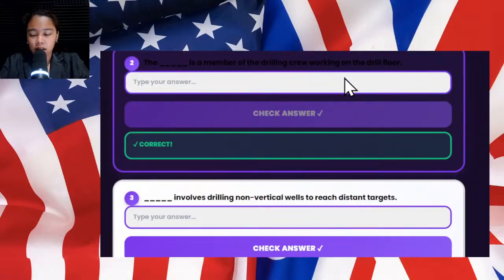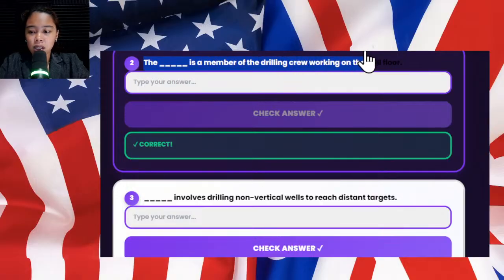Okay, correct. Oh, the answer still got lost. But again, our answer here is roughneck. The roughneck is a member of the drilling crew. Let me just highlight it for a moment. The roughneck is a member of the drilling crew working on the drill floor. That is correct. Remember how we defined roughneck?